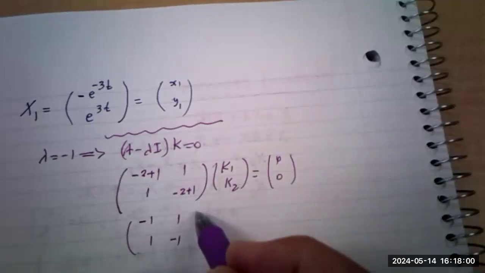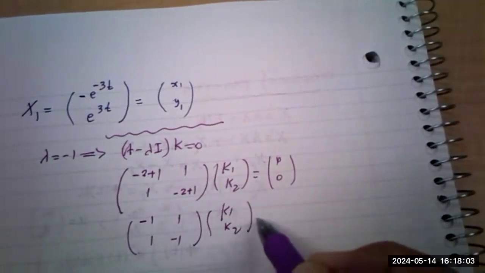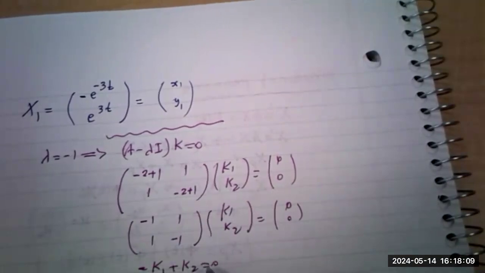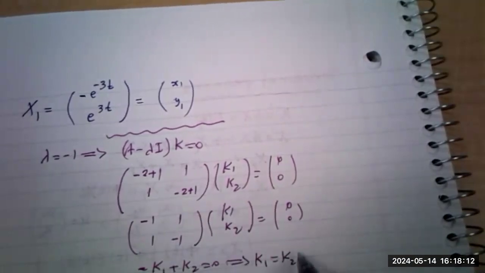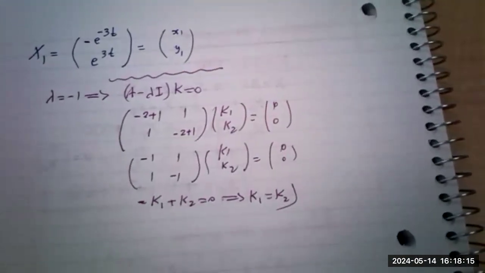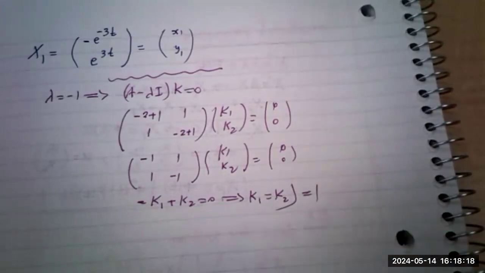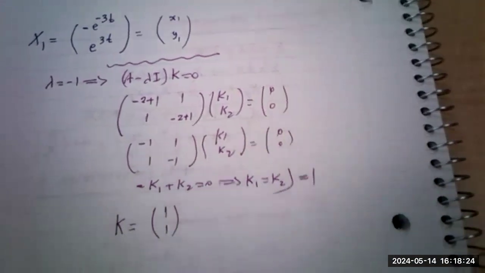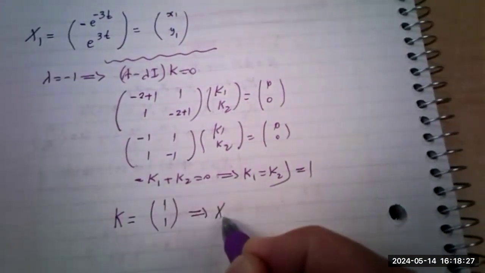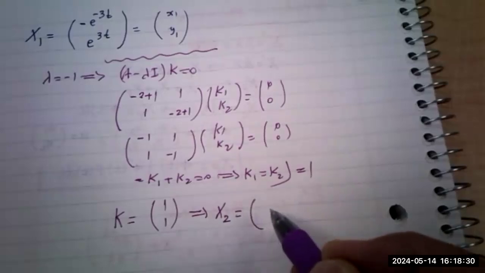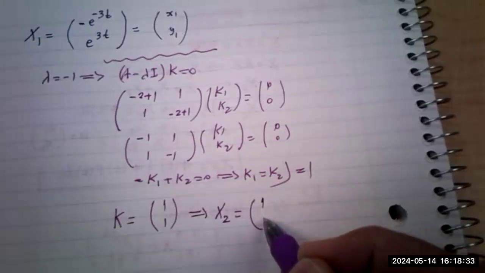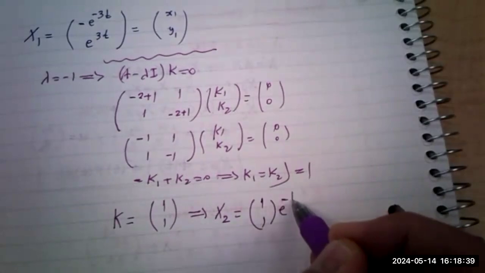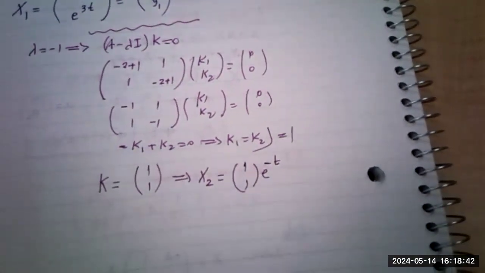Just let me check this. Times k1, k2, 0, 0. In this case, you get negative k1 plus k2 equal to 0, so k1 and k2 are equal to each other. So the second k is going to be 1, 1. And we are going to get the second solution, which is x2. The x2 is going to be 1, 1 times e to the lambda t, which is -2, so that's going to be your x2.